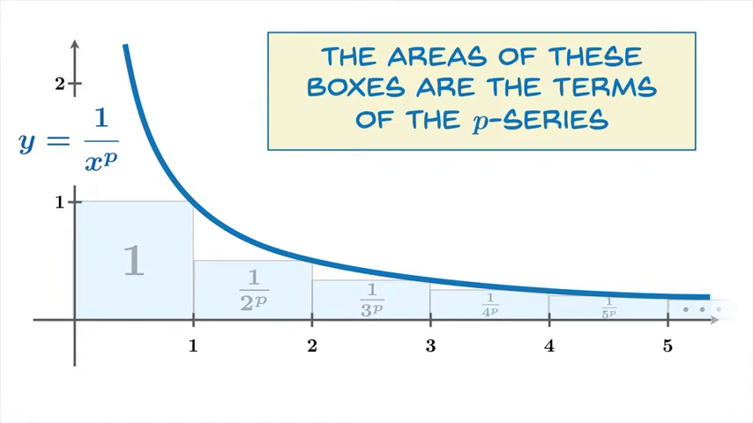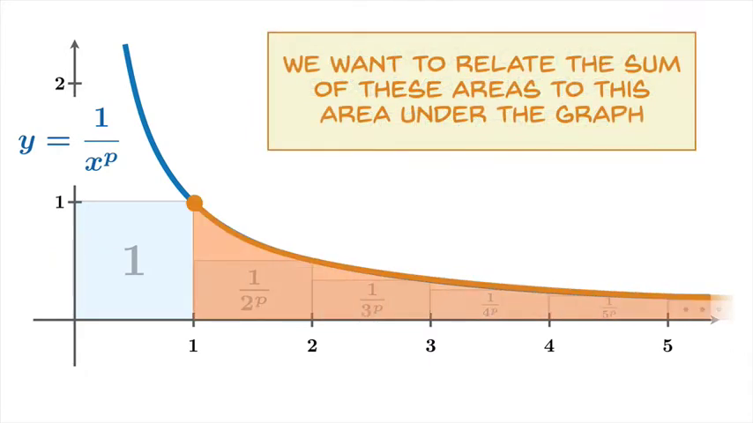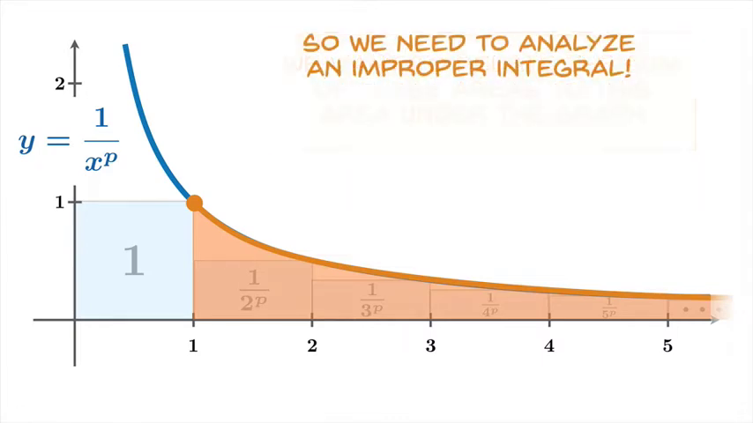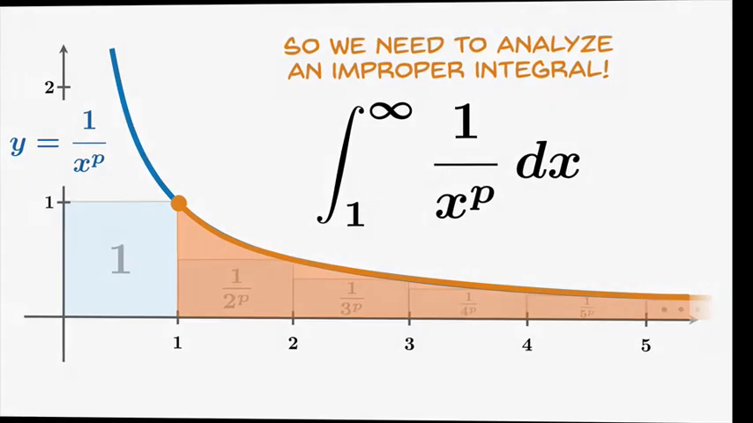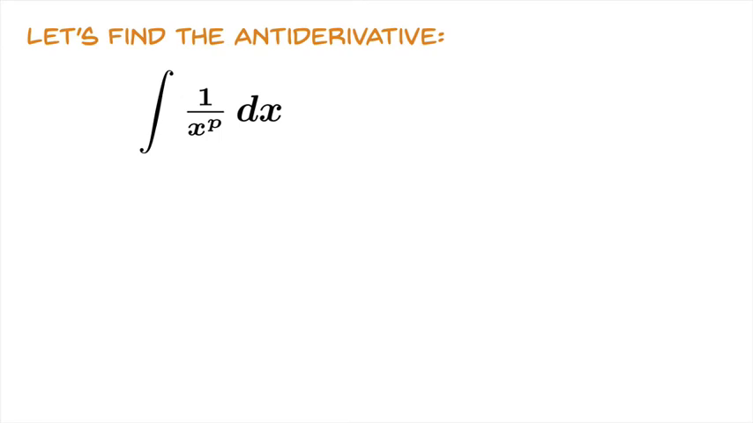Another ingredient in our analysis is going to be to relate the areas of those boxes to this region here. This is the area under the graph of 1 over x to the p from 1 off to infinity. So we'd like to understand what that area is, and so this is going to mean that we need to analyze an improper integral. We're going to integrate 1 over x to the p from 1 to infinity. So let's just do a pretty comprehensive review of what that entails.